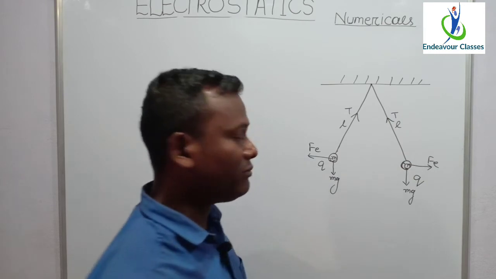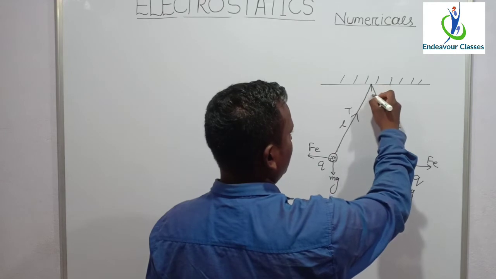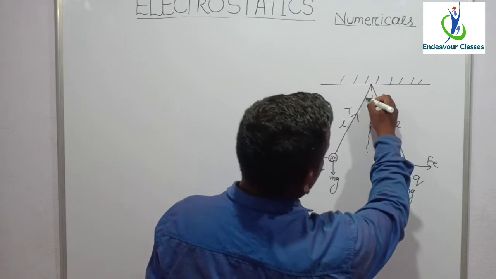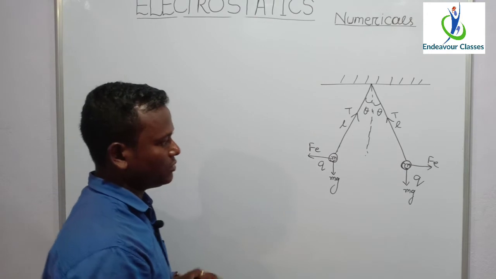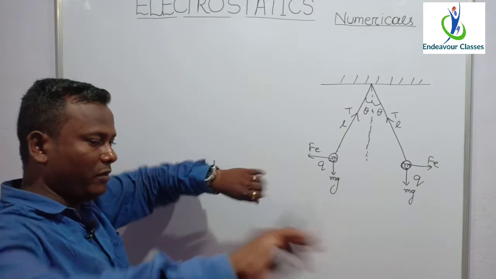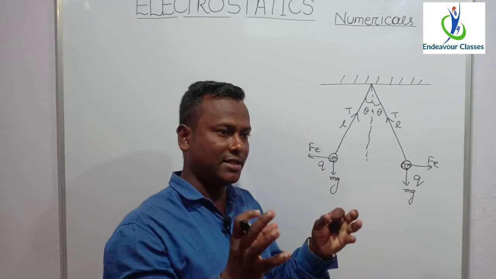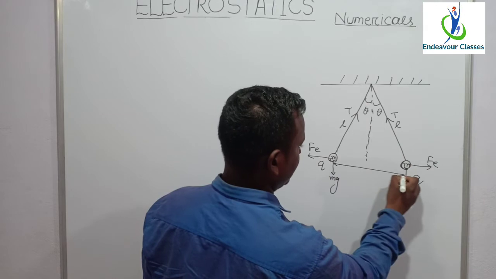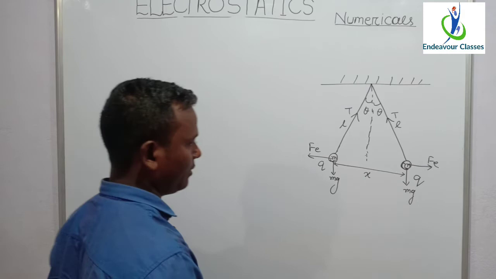Now from the previous problem we know that if the two masses are equal, the strings will incline at equal angles with the vertical. So this will be theta, and this angle will also be equal to theta. Now as the charges move away from each other, under equilibrium, when the charges remain at maximum distance away from each other, let the distance be x. That means when the charges are in equilibrium, they are separated by a distance x.